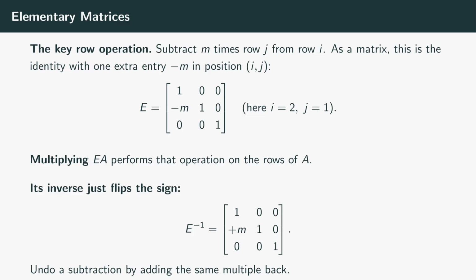Now here's the feature that makes everything work. To undo this operation, you simply add the multiple back instead of subtracting it, so the inverse of E is the same matrix with the sign of that one entry flipped from -m to +m. Nothing else changes. This is special to subtract-a-multiple operations. Their inverses are trivial, and the multipliers sit there in plain sight. That simplicity is what lets us assemble the lower factor L almost for free.